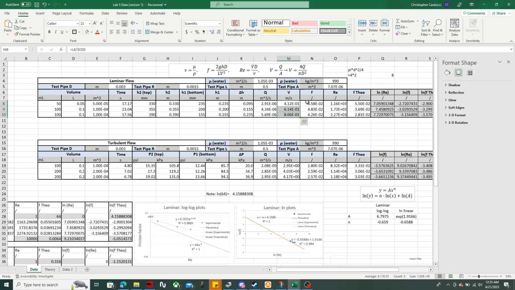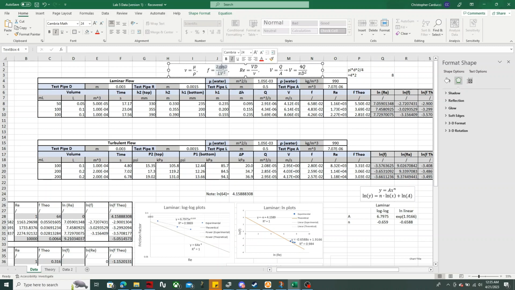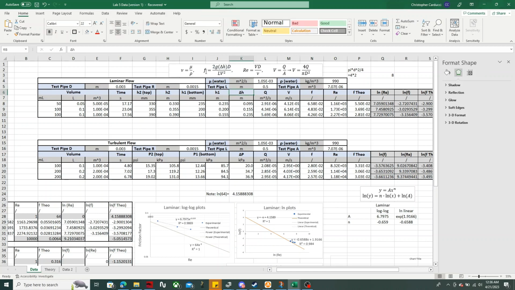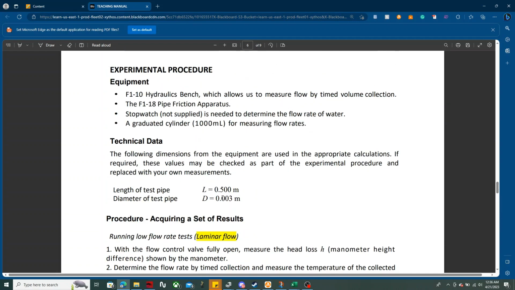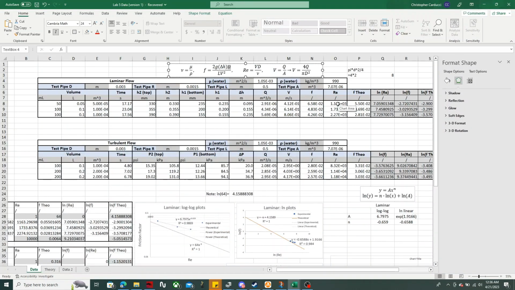Anyways, so you have your velocity, and your experimental friction factor for the laminar setup is right here. This is how you find F, where H, or rather this should be delta H. This is how you find your friction factor. D, I think, is given in the lab manual as 3 millimeters or 0.003 meters. And the length is given as 0.5 meters. Okay, so that's pretty nice. Your Reynolds number.